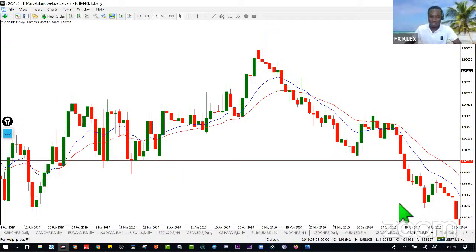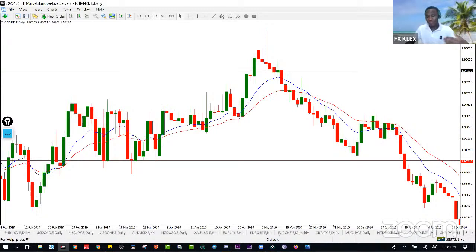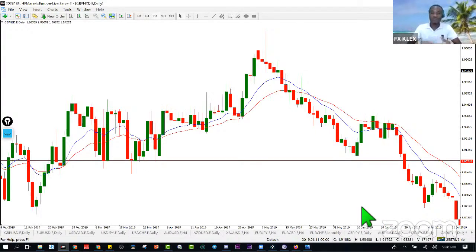So as a beginner in the forex market, I always advise beginners to stick with the major currency pairs due to the low spread and high liquidity. They are the currency pairs traded by most traders in the world. So whenever you trade them, you have a high probability to make fast, quick profit.